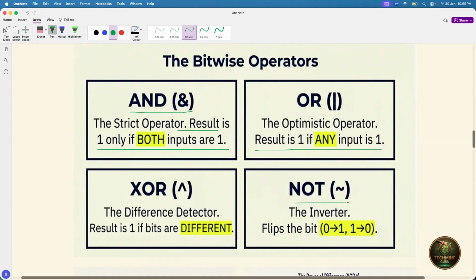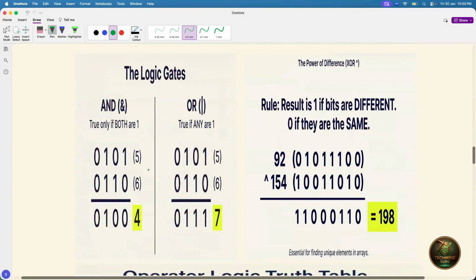Lastly, the NOT operator is like just flipping the bits from 0 to 1 and 1 to 0. So let's apply these operators on some numbers. This is the binary representation of 5 and this is the binary representation of 6. And on doing AND of both, what will we get?